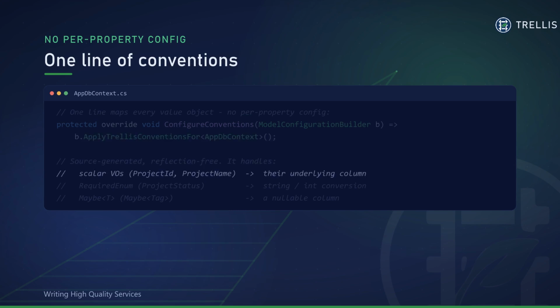That single call maps your scalar value objects to their underlying columns, your smart enums to a string or an int, and your optional Maybe values to nullable columns. You wrote the domain, the mapping just follows.